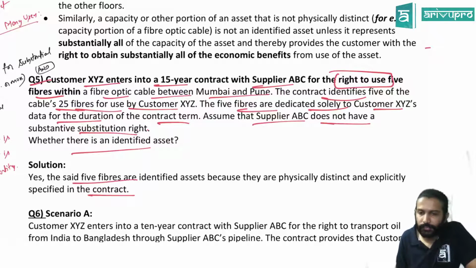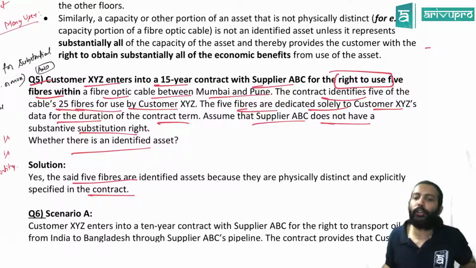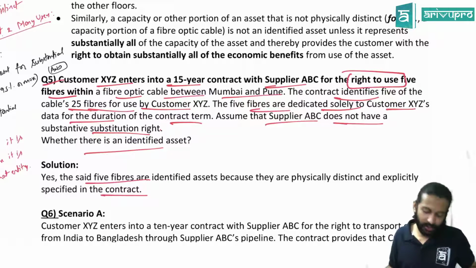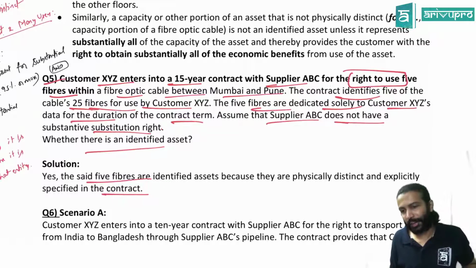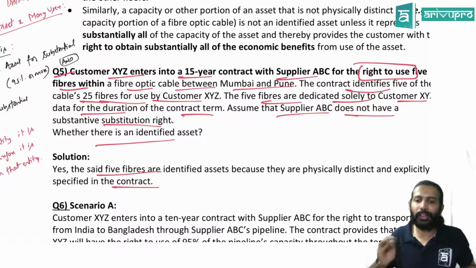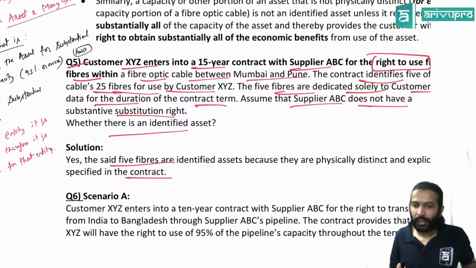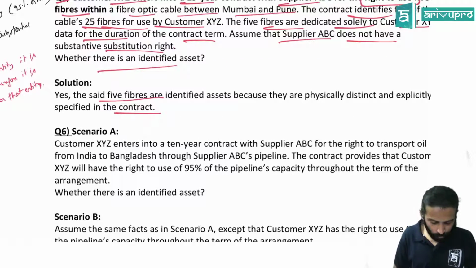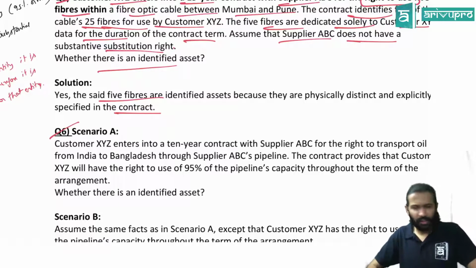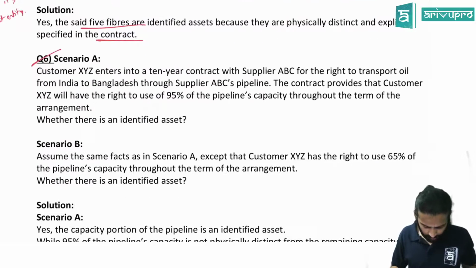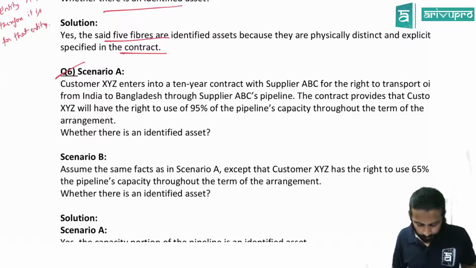If it is an identified asset, then you will check RTC. If you have RTC also, then you will check the lease term. Then you will check the lease payment. If all the features are there, then it will become a lease. Last two will generally be there; the first two you need to conclude. Any doubt? No doubt. Easy. Move on.